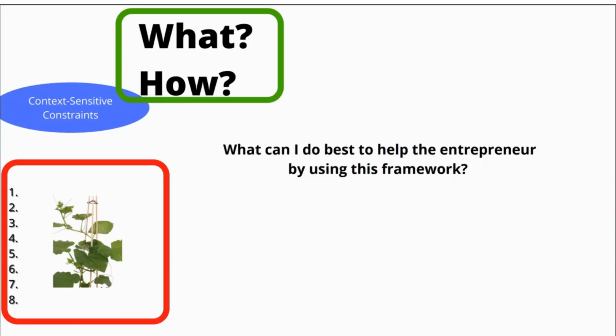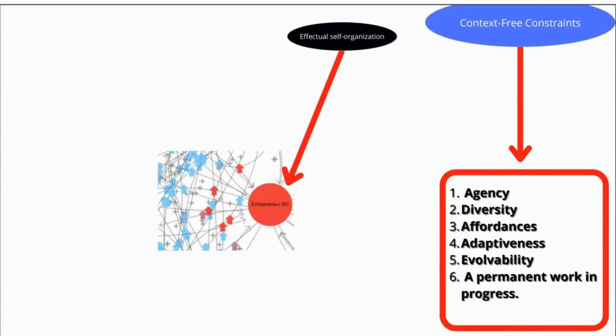Now, given this complexity and limitations of the domain of entrepreneurship, the key question I try to address here is that given this situation, what can I do best to help the entrepreneur by using this framework, by designing a framework? To recall what we did until now, I completed introducing effectual self-organization and context-free constraints.